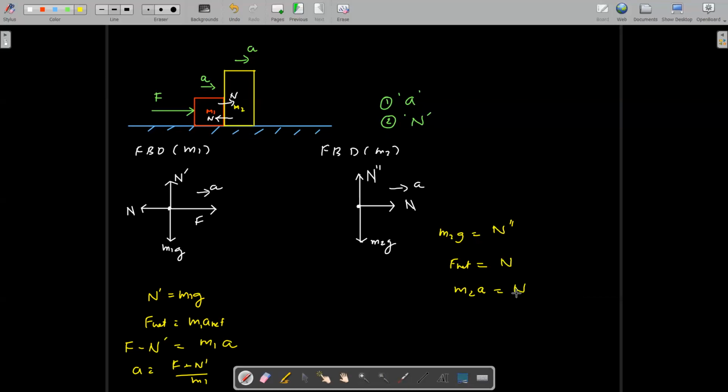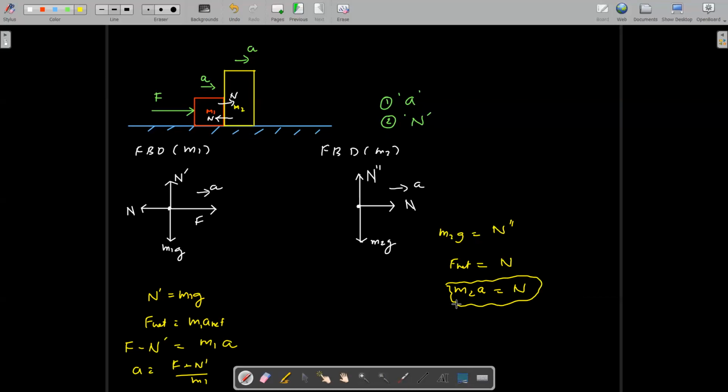So m2a is equal to n. Okay, so what did we want to find out? We wanted to find out the normal reaction, right? So the normal reaction is obtained as m2 into a, right? And we need to find out a as well. What should we do to find a? F minus n dash by m. That will give us the value for a.